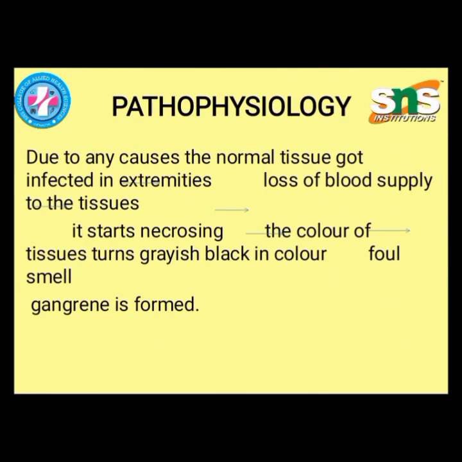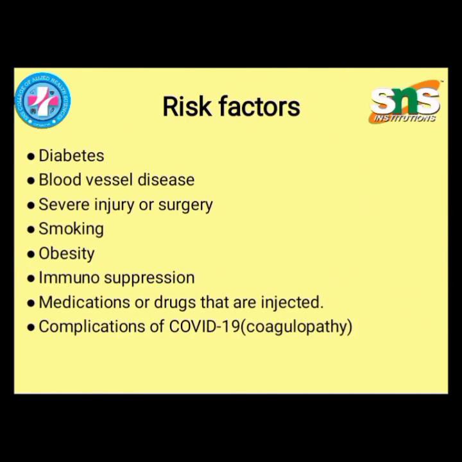Now we are moving to pathology. Due to any cause, the normal tissue gets infected in the extremities like the ear, nose and fingers, which leads to loss of blood supply to the tissues, and then they start necrosing. The color of the tissue turns grayish black with a foul smell, and then gangrene is formed.